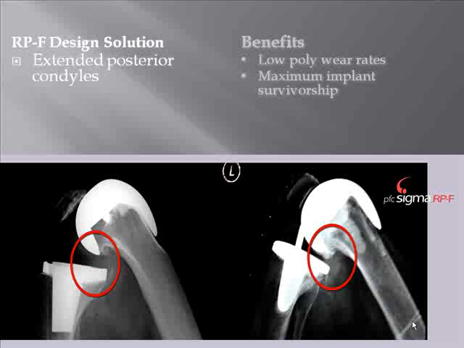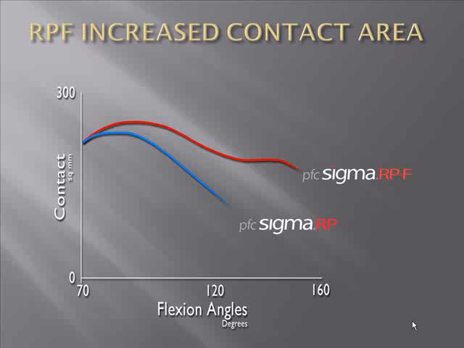I've been using an RPF design. It has extended posterior condyles. The downside is that you take 2 millimeters of extra bone when you do your posterior cut, so that's fairly aggressive bone cutting. But its benefit is a low poly wear rate and should hopefully maximize implant survivorship because of this extended posterior condyle design. And you'll see that compared to the conventional Sigma RP, the RPF has a significant increase in contact area at over 120 degrees of flexion.